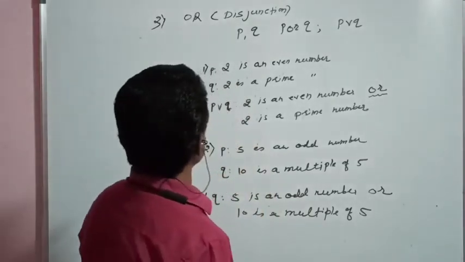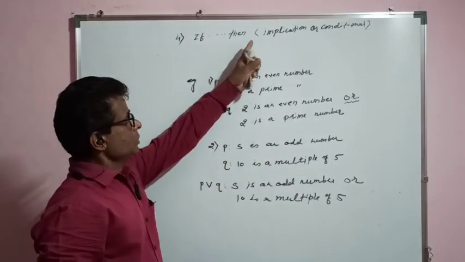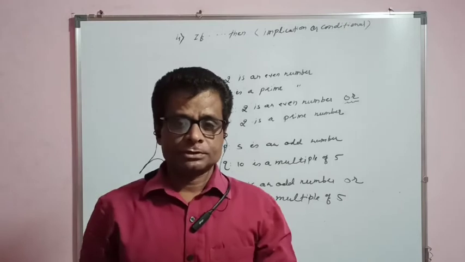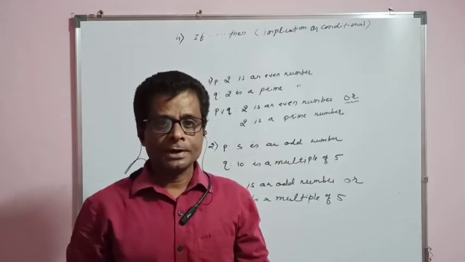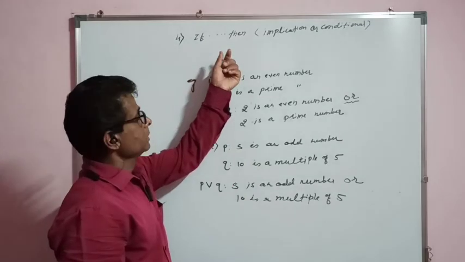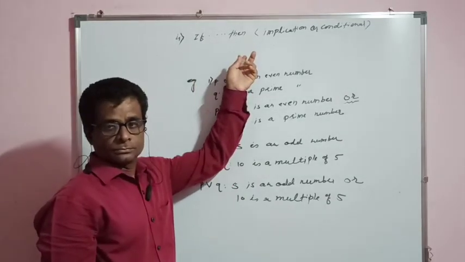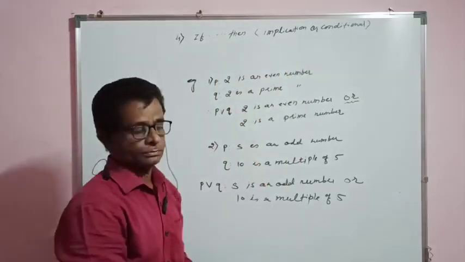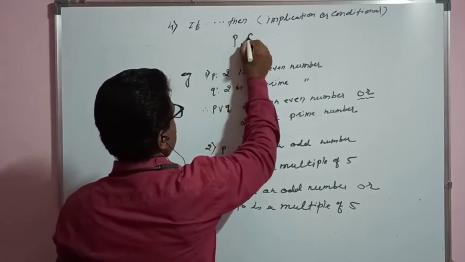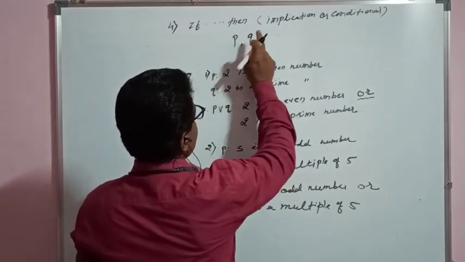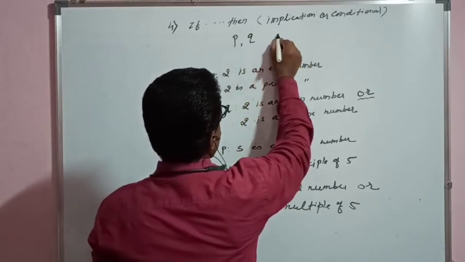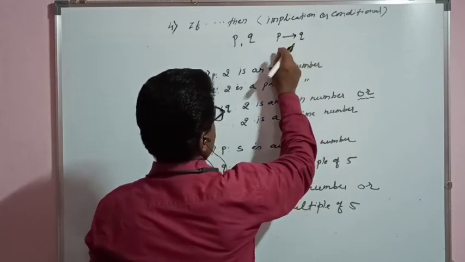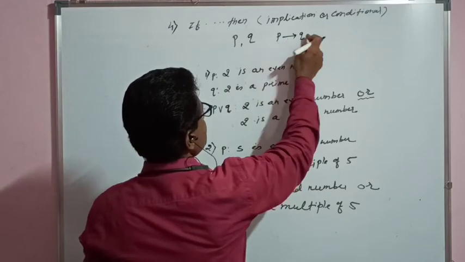Then next connective is what? Maybe if then, logically known as implication or a conditional. If P and Q are any two statements, then the two statements which are combined by using the connective if then is known as the implication or conditional. For example, if P and Q are any two statements, then their implication is denoted by P right side arrow mark Q. That is denoted P implication Q or P conditional Q.